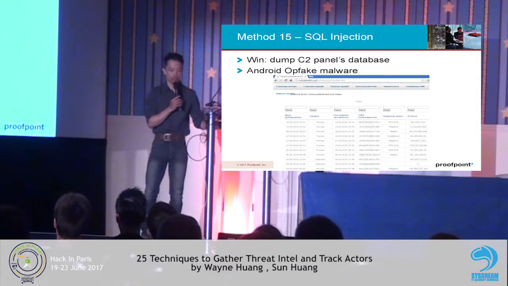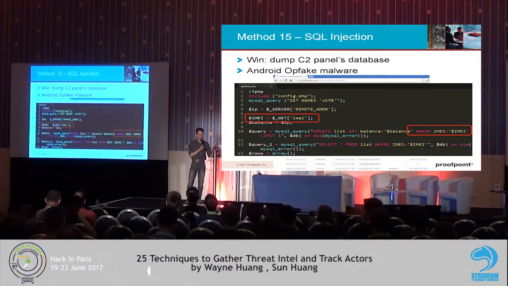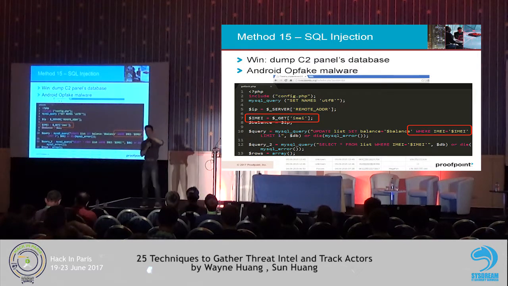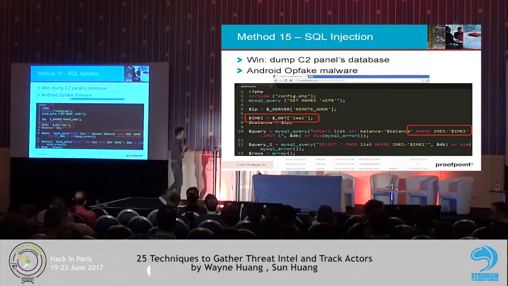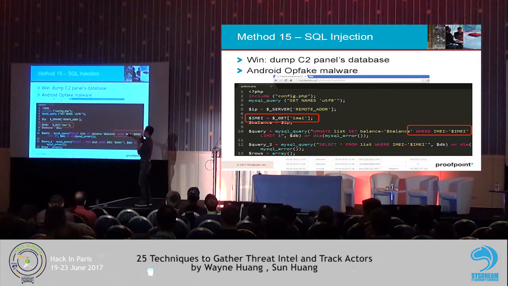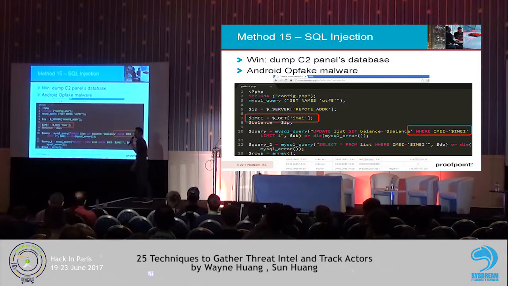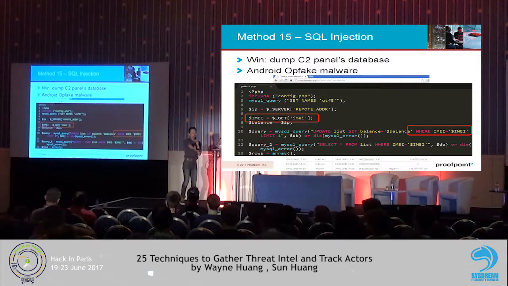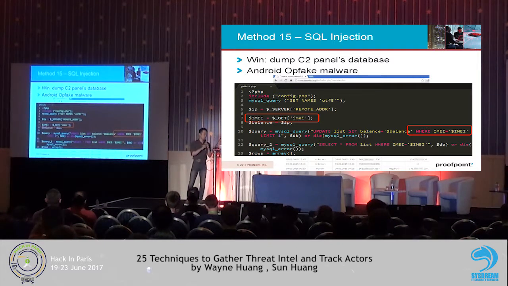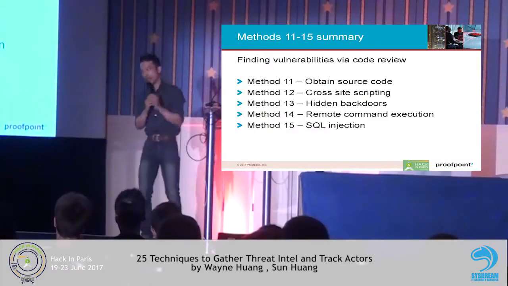SQL injection. Android opfake malware is the example that we're using here. When their malware infects Android devices, the malware will send back to its server the IMEI code of that mobile device. And as you can see here, the IMEI code is sent as a GET variable, and then they're constructing a SQL command without sanitizing it, right? So what we do is we just reverse out this format, and we SQL inject them. And we got access to the servers.